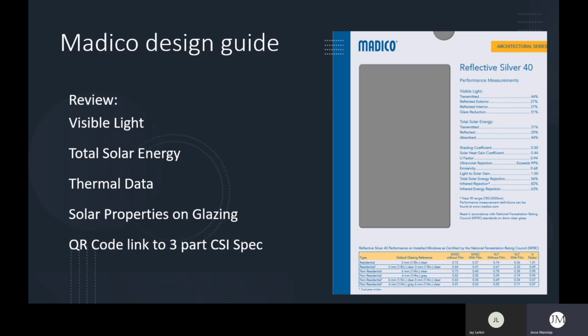Lastly, on the bottom, we list the NFRC ratings our films have. These are rated on 6 predefined windows for our solar heat gain coefficient, visible light transmitted, and the U factor. I'd also like to point out, Madico right now is upgrading all of our design guides to include a QR code that links to our 3-part specifications. These are used by architects and engineers to specify products.